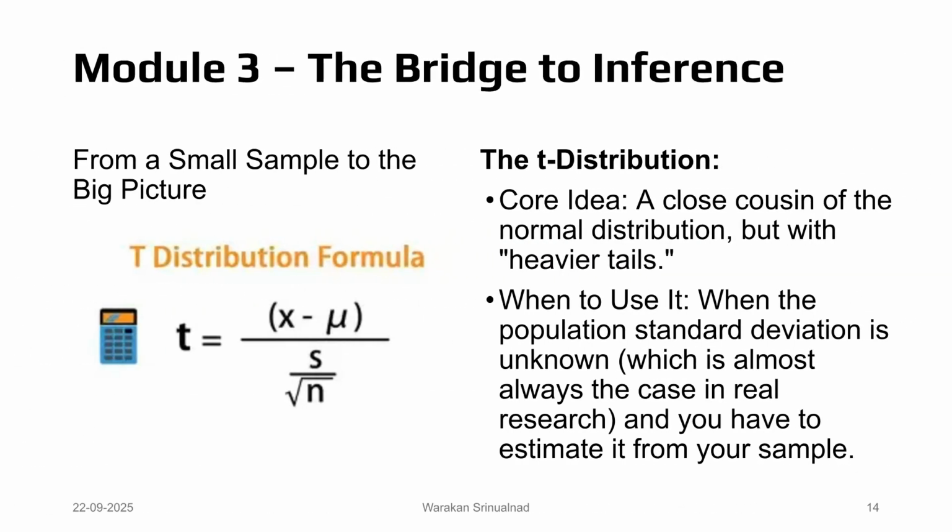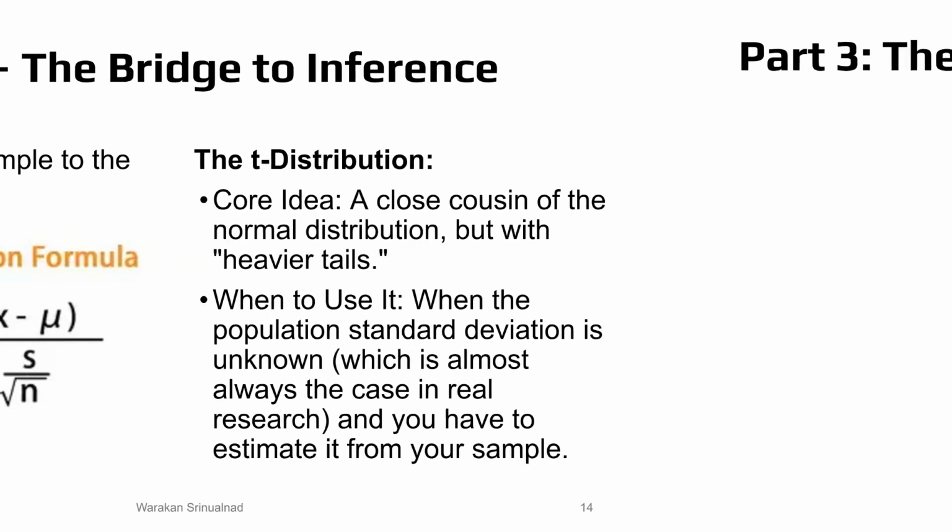Slide showing the t-distribution formula. But what if we have a smaller sample, or we don't know the true population standard deviation? We use a close cousin of the normal distribution called the t-distribution. It's similar, but with slightly heavier tails to account for the extra uncertainty. In real research, you'll use this constantly, because we almost never know the true population parameters.